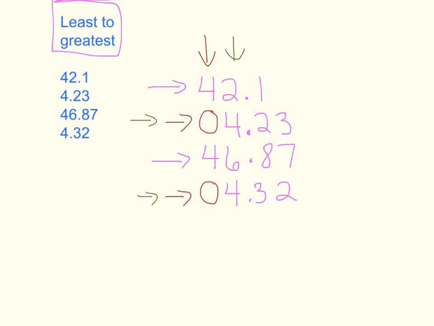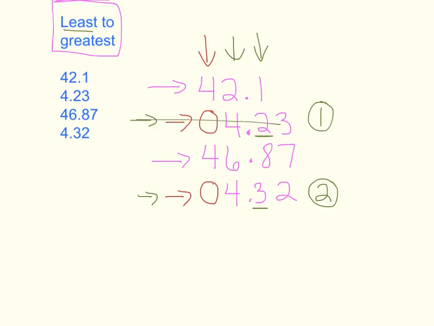So here I have a 4 and a 4. Well, I can't tell from that place value, so I have to go to my tenths place. And here I can see I have a 2 and a 3. So I ask myself which is smaller because I'm going least to greatest. 2 is smaller than 3, so that shows me that this is my very smallest number. And then that tells me that 4 and 32 hundredths would be my second smallest number. So now I'm done with those 2 numbers.